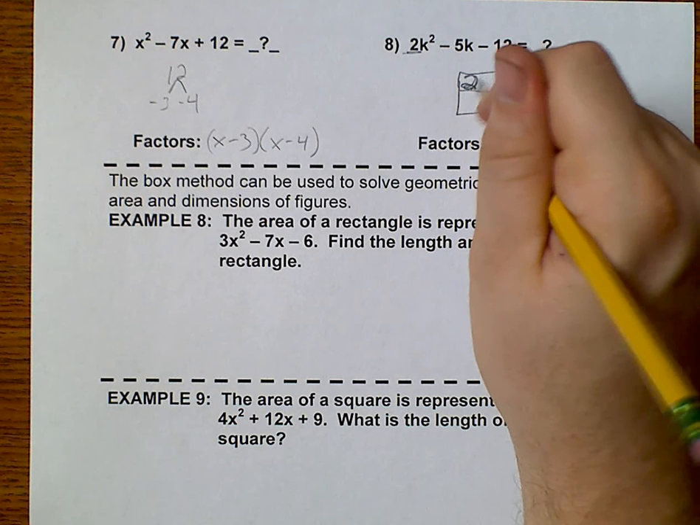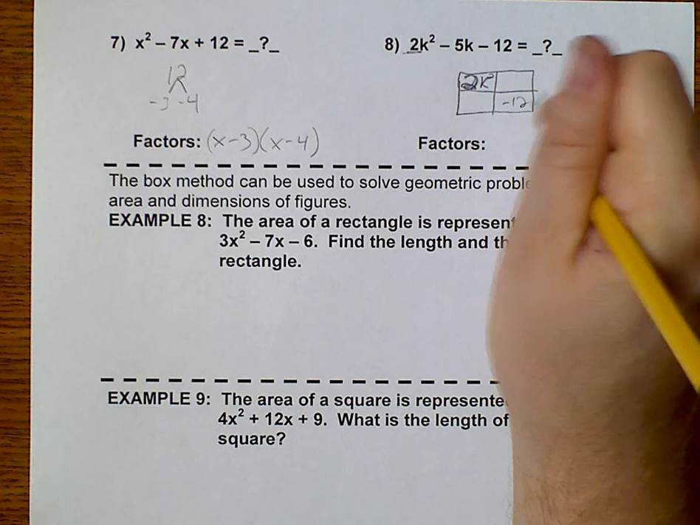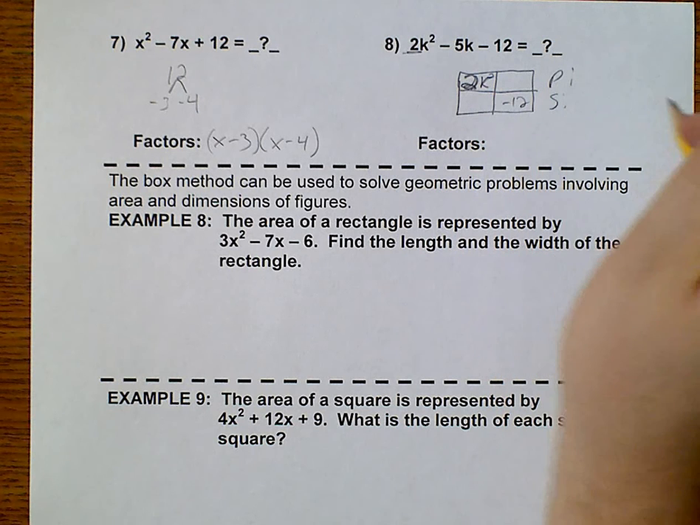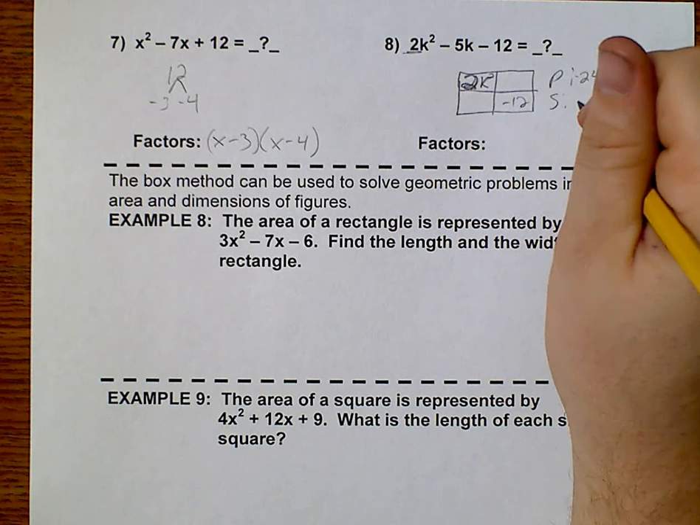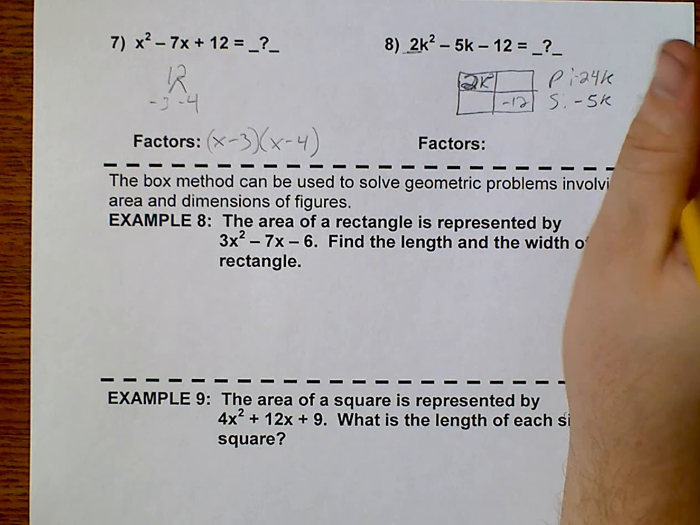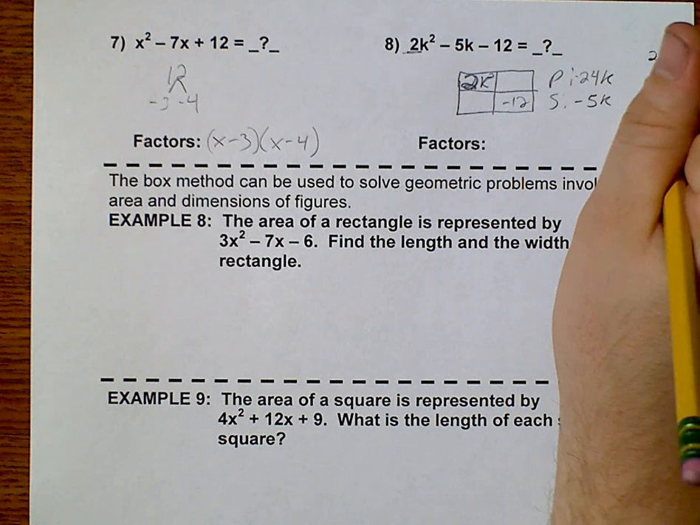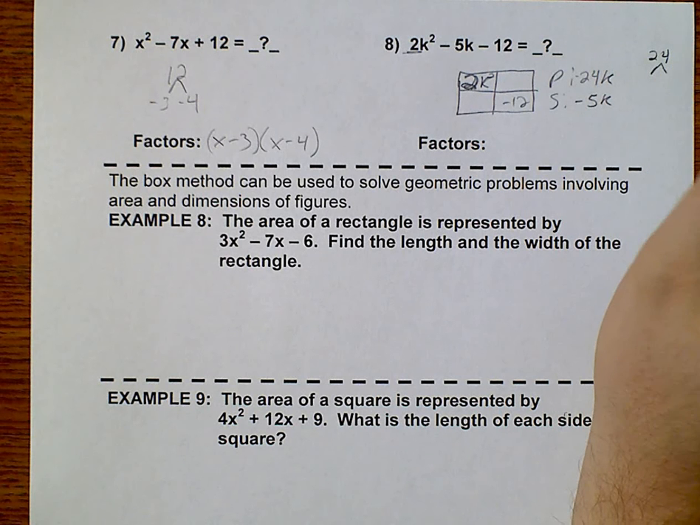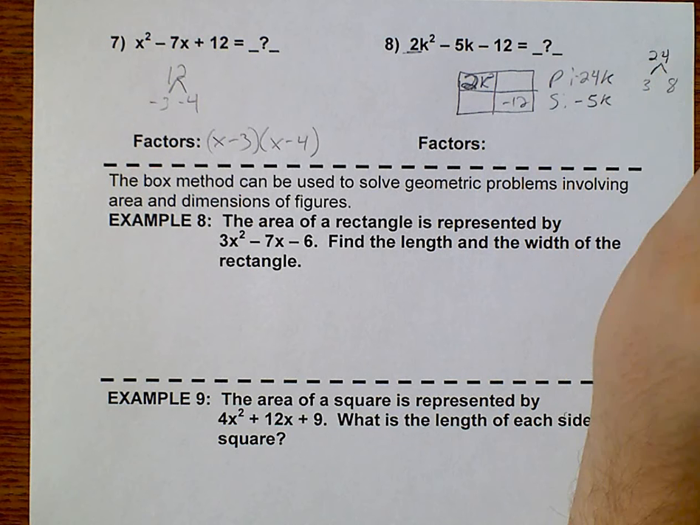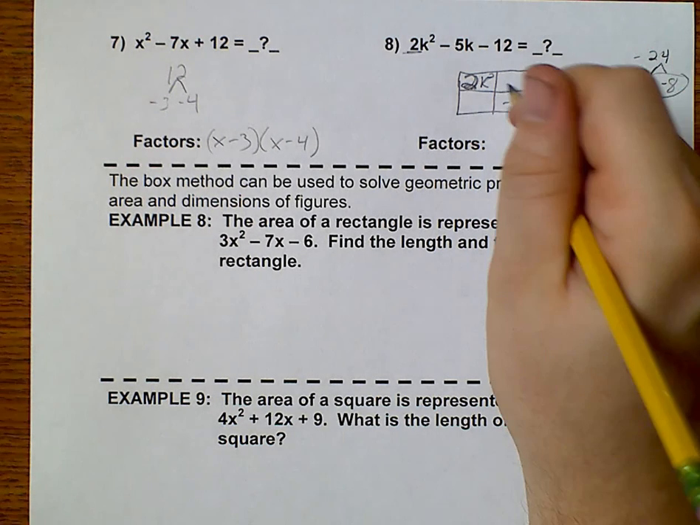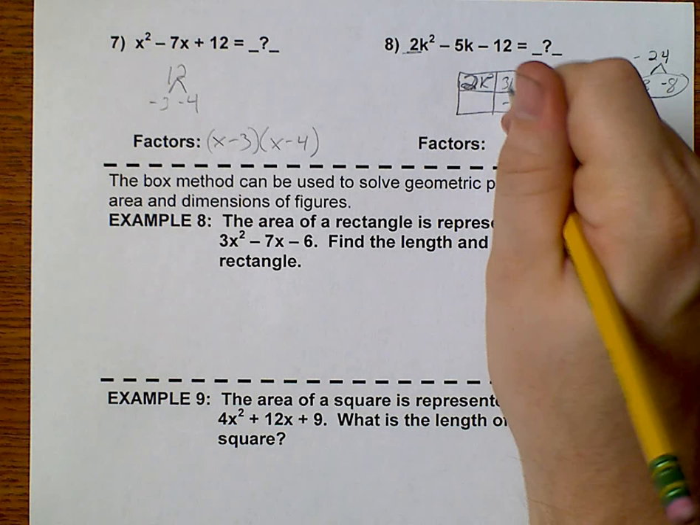It would be 2k squared, negative 12, product and sum. Product of negative 24k, sum of negative 5k. So we're looking at 24, and I know 24 is 3 times 8. Since it's negative 24, that means I can have a negative 8. So this would be 3k, negative 8k.